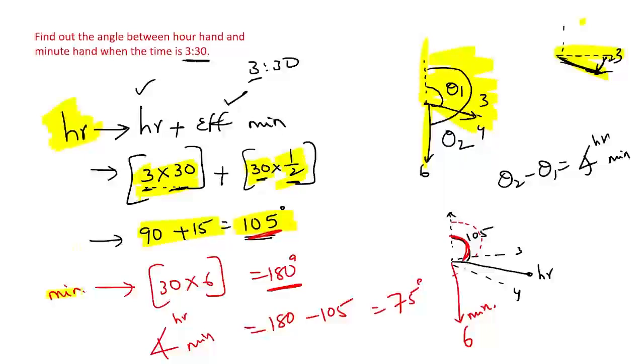Then find the angle made by the minute hand. We know 1 minute equals 6 degrees, and we have moved by 30 minutes. So 30 into 6 is 180 degrees. So the minute hand moved by 180, the hour hand moved by 105. We need to find the angle between them. For that, simply subtract one from the other, and you will get your final answer. Okay, I will give one more example.